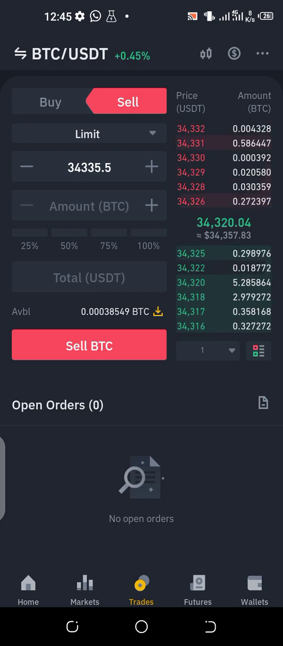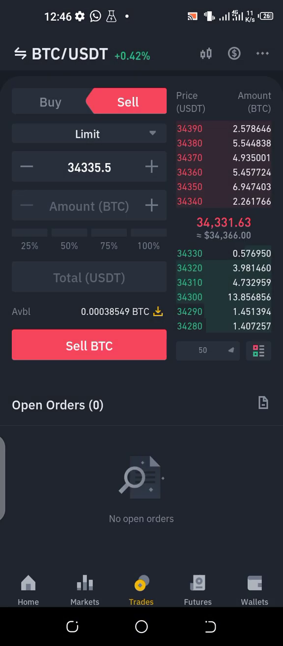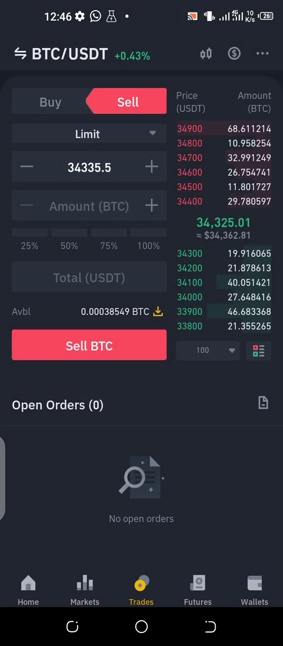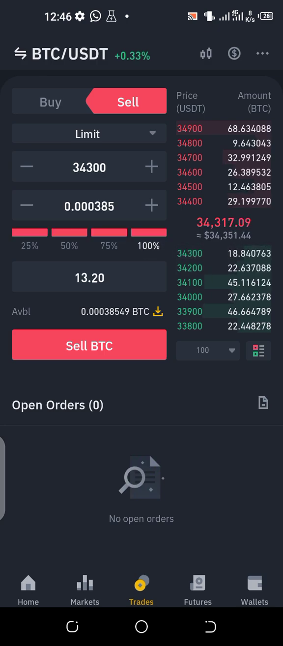That's 34,318. See, it's still changing a bit rapidly. I can reduce that to 10. So I see that's 34,320, that's 34,340, and so on. I can reduce that even further to 50 or to 100. Now, if I want to sell at the highest available buy order, I want to sell at the market price using a limit order, I simply click on this highest available buy order, that's 34,300, and I sell.